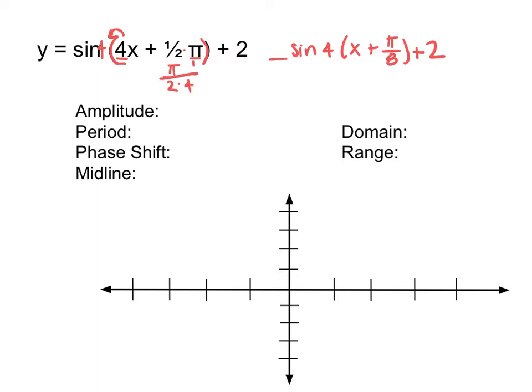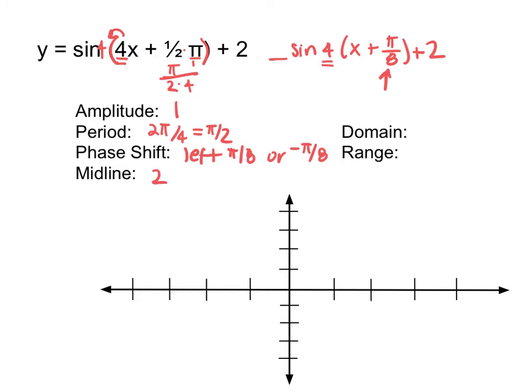Now my amplitude is the number in the front. It is a 1. My period is 2 pi divided by b. My b is a 4. So it's pi over 2. Phase shift, it's a plus, so we're going to go left pi over 8. Or you could do a negative pi over 8. I like the left and right better. And the midline is a 2.